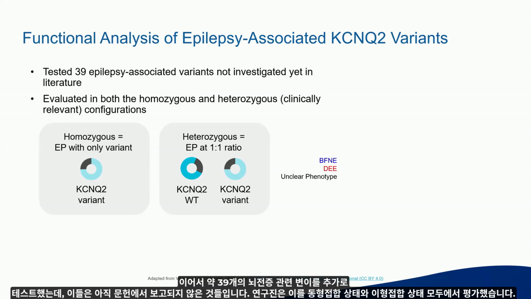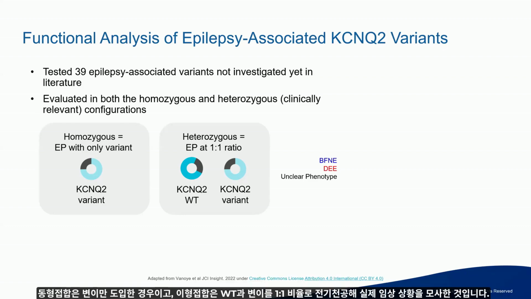in literature. And they also wanted to evaluate it both in the quote-unquote homozygous and heterozygous configurations, where homozygous just means that they electroporated with only the variant, so there's no copy of wild type. Whereas heterozygous, they electroporated at a 1-to-1 plasmid ratio of the wild type and the variant, thereby mimicking heterozygosity as seen in clinically relevant settings.